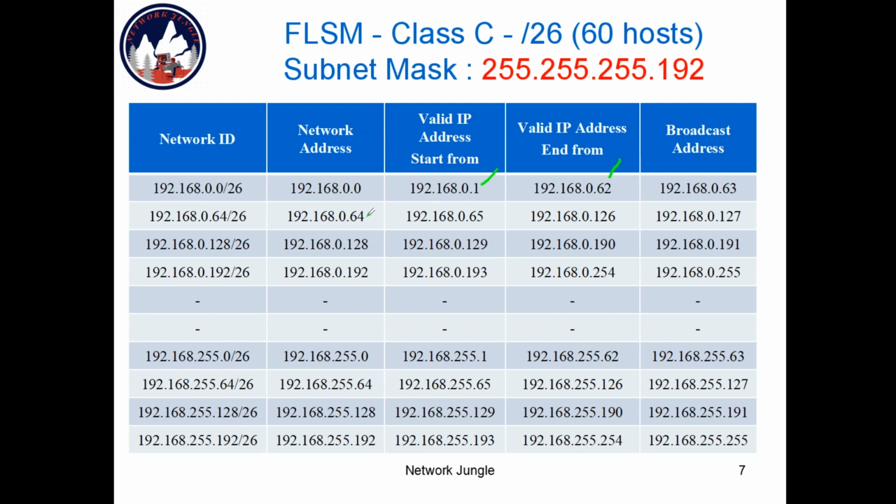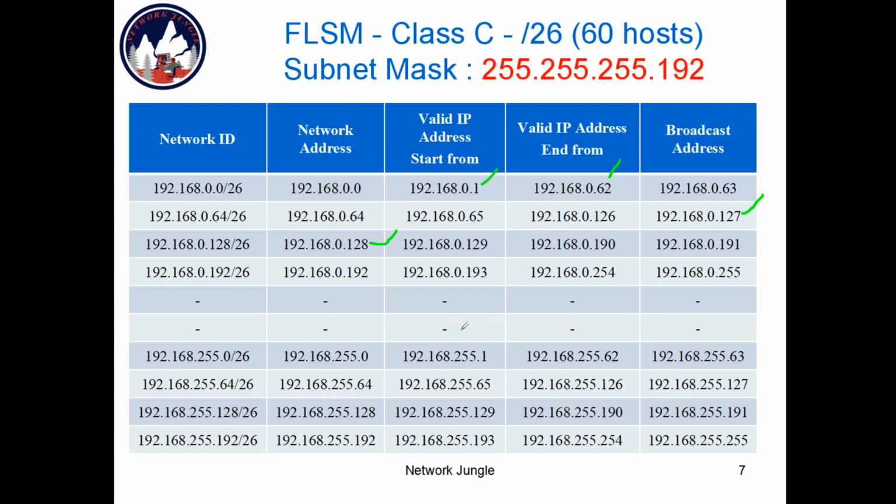Likewise, for the network ID 64, the valid IP addresses are 65 to 126. Then 127 is the broadcast address. Then 128 is the network address. Then 129 to 190 are the valid IP addresses.